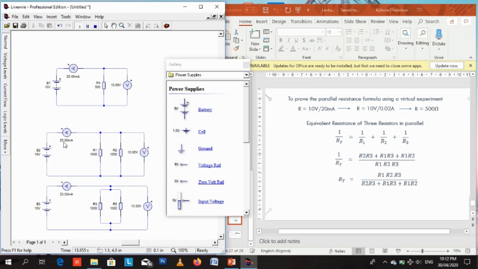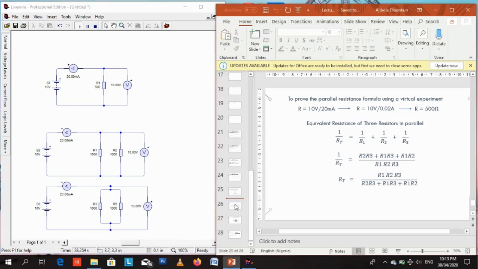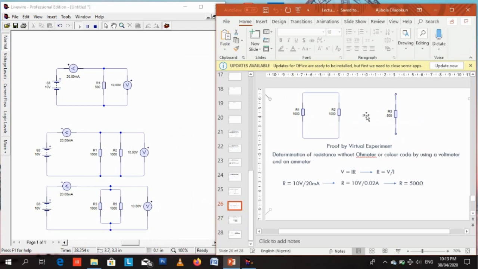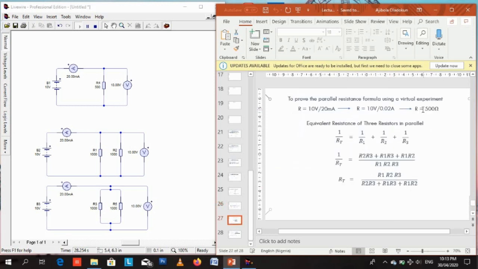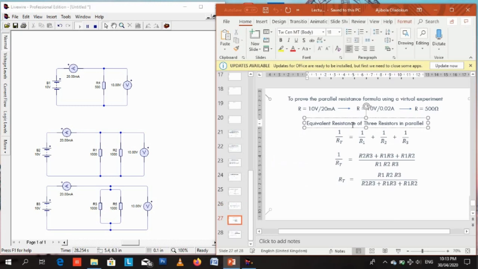So it means that using a single 500 ohm resistor is basically the same thing as connecting two 1000 ohm resistors in parallel. If I use Ohm's law formula of R equals V over I, the V is 10 volts and the I is 0.02 amps. So I've proven that two 1000 ohm resistors in parallel equal one 500 ohm resistor.